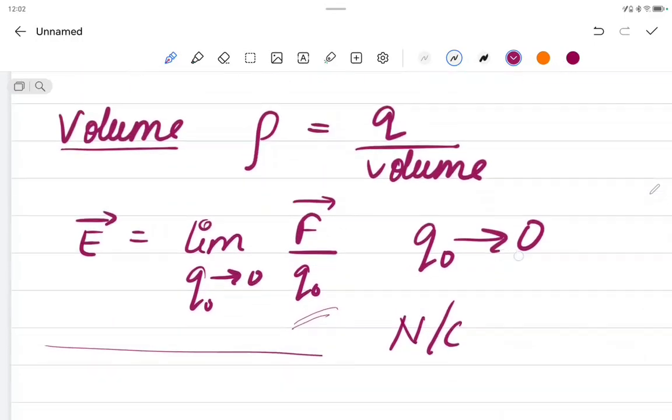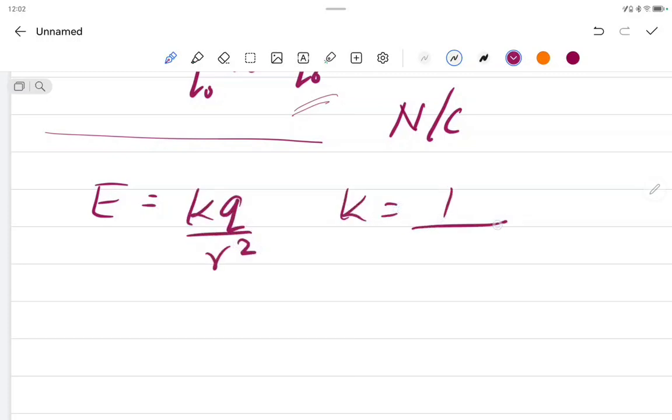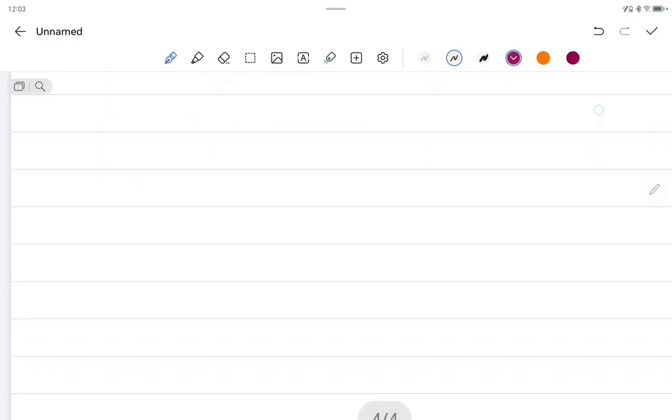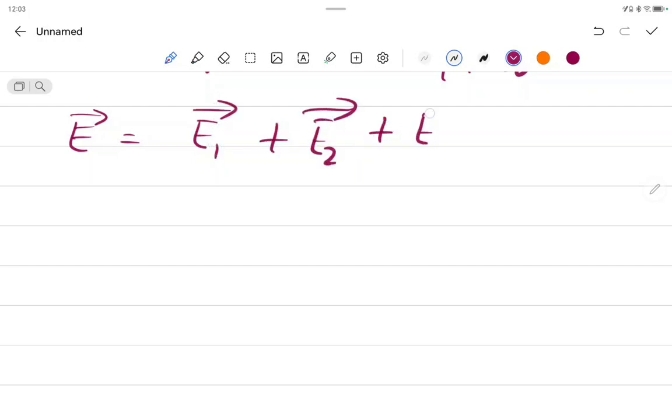We have one more formula, that is E is equal to kq by r square, where k is nothing but 1 by 4 pi epsilon naught. This is the electric field intensity due to a point charge. For the electric field intensity due to a system of charges, you just have to add the corresponding electric fields.